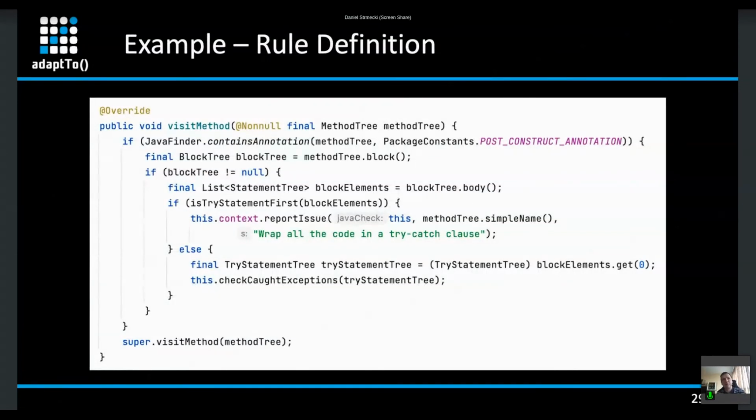So here is one example. Again, I don't have time to deep dive into this, but it's an example of one of the rule definitions, and it's actually the rule definition of the rule that you should always have a try catch in your post construct methods. So just to give you an example that it's not so difficult to write custom SonarQube rules. This project is still under development, and we plan to open source our SonarQube rules. And I'm hoping that maybe next year we can have a more deep dive session into these rules in the next adaptTo.